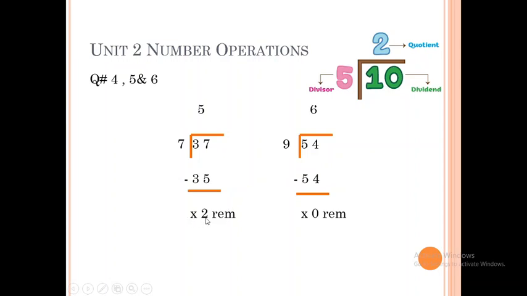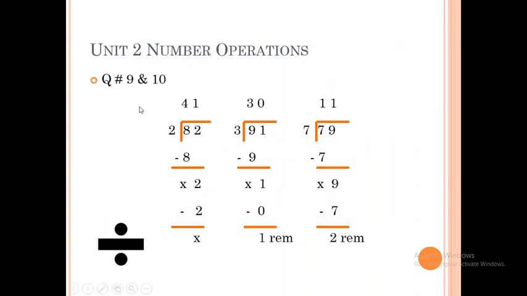Here you get 2 as the remainder. Here you get 0 as the remainder. It means when you divide 37 by 7, you will get 5 groups and 2 will remain undivided. This 2 is the undivided number left over as the remainder. But when you divide 54 by 9, you will get 6 as the quotient and there is nothing left as the remainder in the end. All 54 are divided by 9 and make 6 groups.